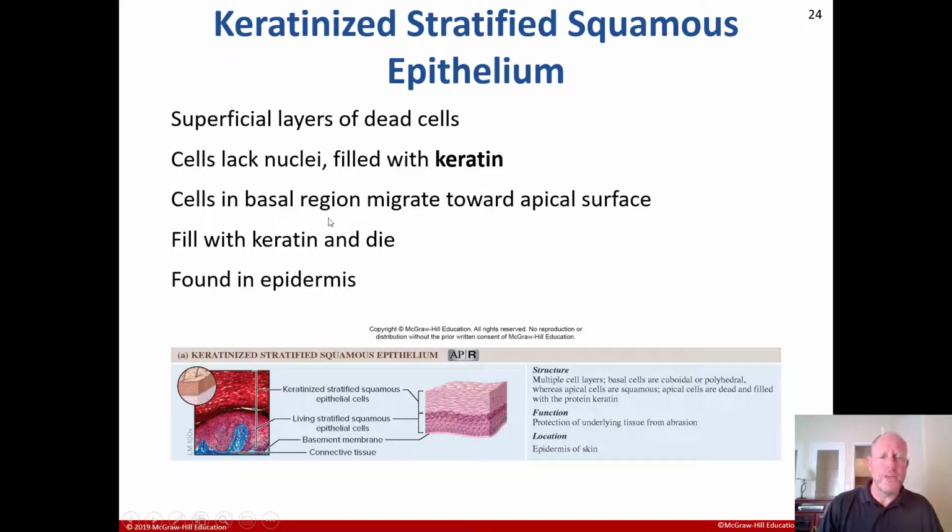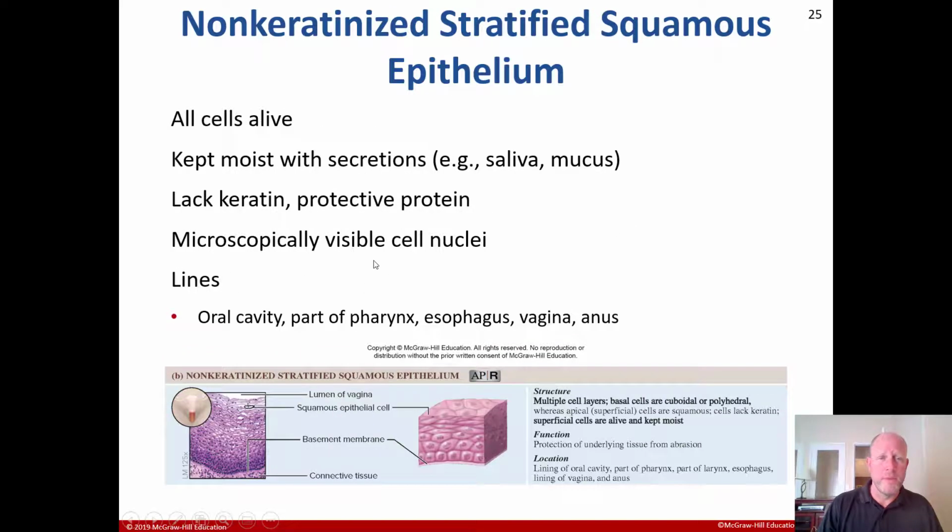And the cells in the basal region migrate toward the apical surface, okay? And they fill with keratin and die, and they're found in the epidermis of the skin, right? As we talk about the sloughing off, the thin layer you're going to slough off is just dead skin, right?